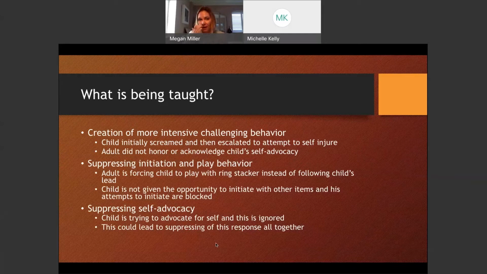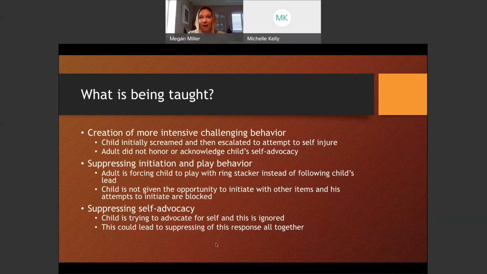The child's also having the suppression of initiation and play behavior. So the adult is forcing the child to play with the ring stacker instead of following the child's lead. The child is not given the opportunity to initiate with other items, and his attempts to initiate are blocked. So when that happens, keeping it simple, what we're teaching the child is if you try to do things within your environment, that's going to be stopped. You can only do the things we tell you to do and show you to do.